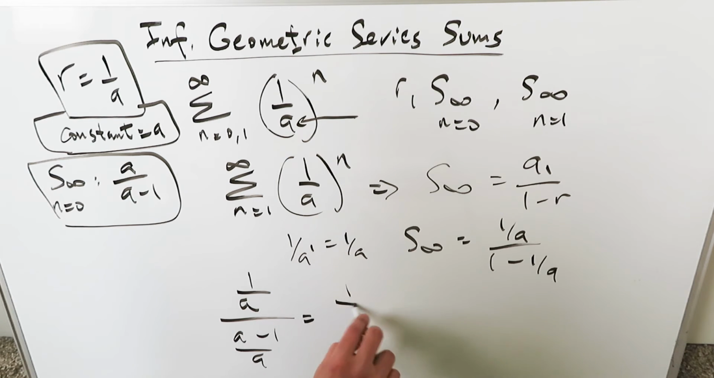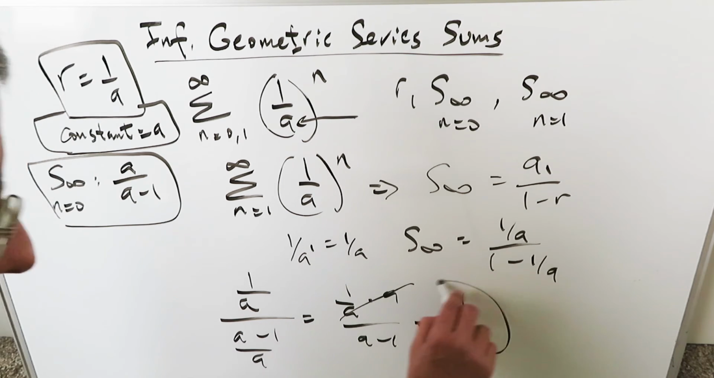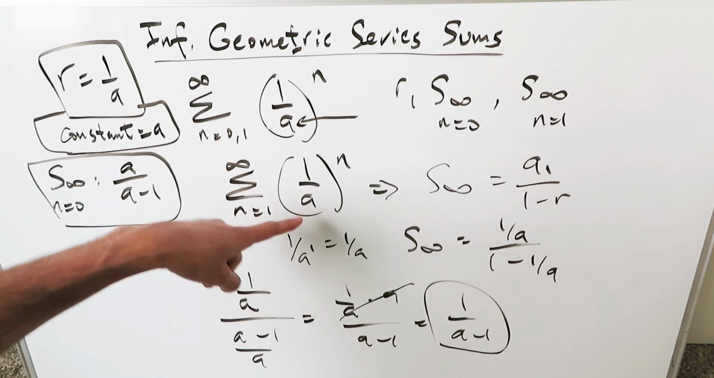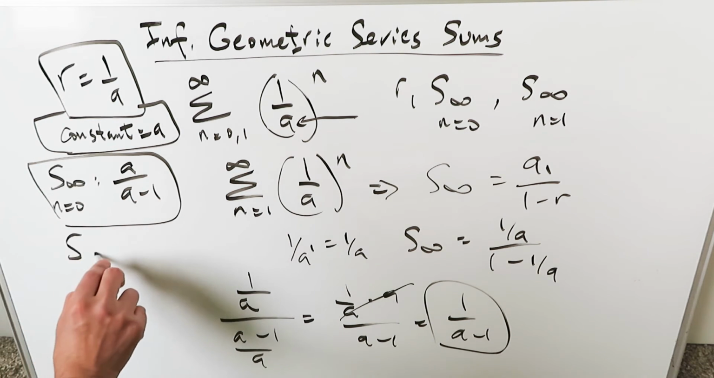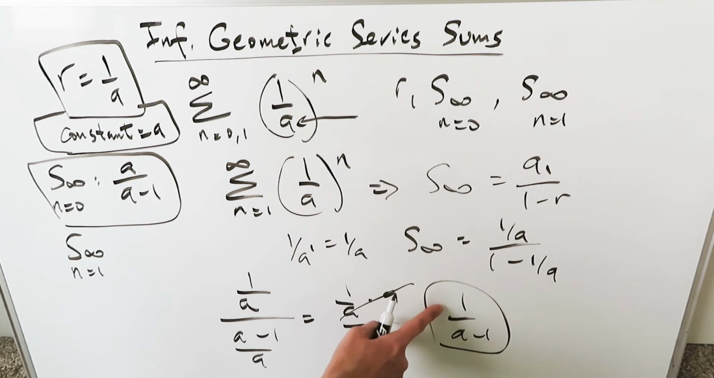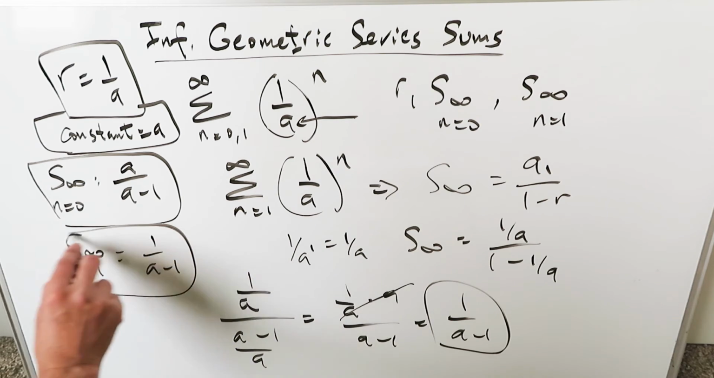Flip things around, you have 1 over a times a divided by a minus 1. These cancel out, you have 1 over a minus 1, and this represents your formula. Again, no common ratio is coming into play because again it's just a visual inspection. For your sum of infinite geometric series where your starting point is n equals 1, your formula becomes 1 over a minus 1.